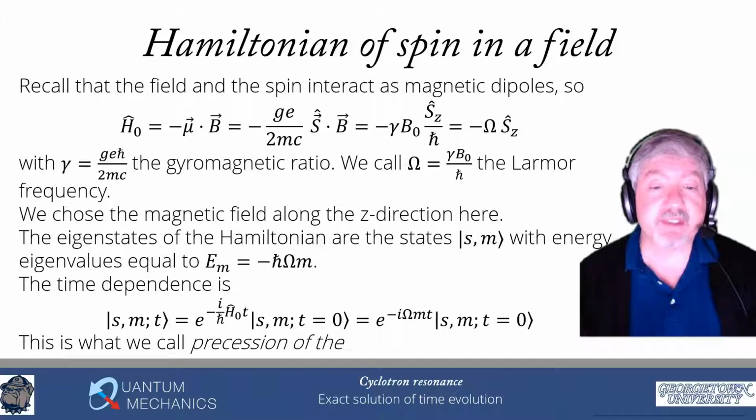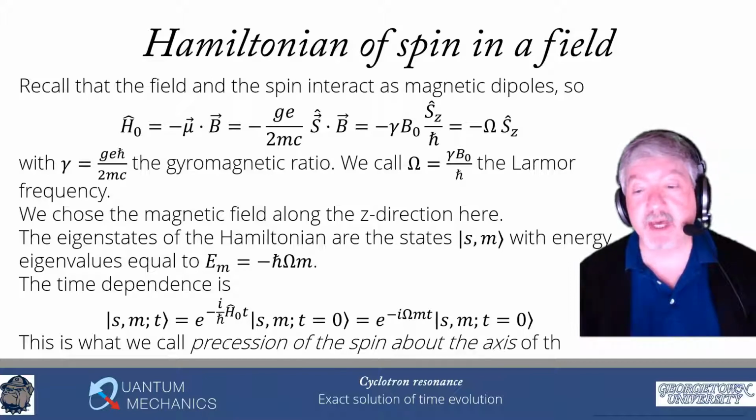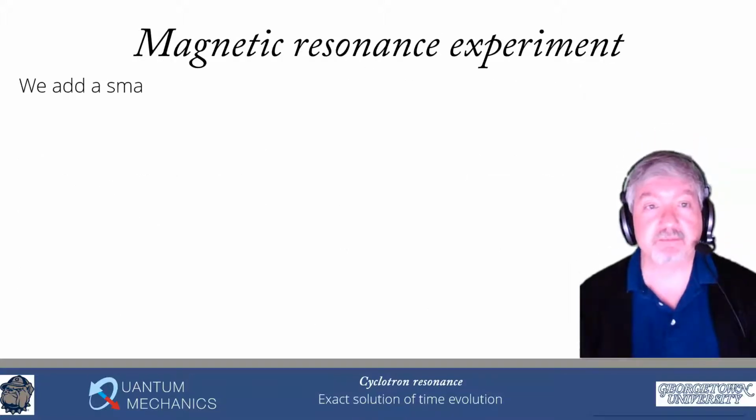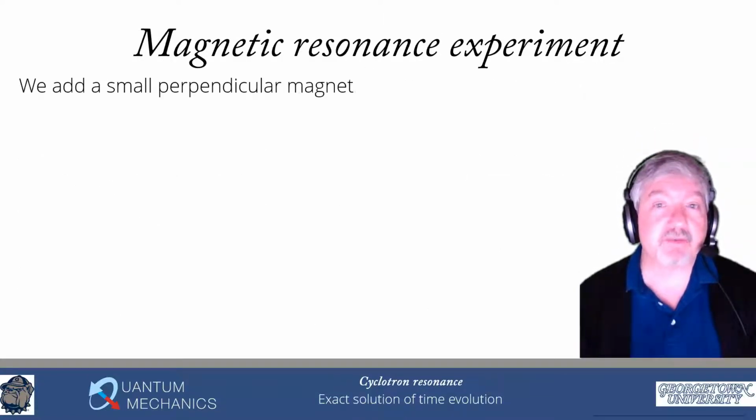This is what we call precession of the spin about the axis of the field. So that whole notion of precession of the spin, you can think of as just this phase that multiplies the eigenstate. Now let's talk about the magnetic resonance experiment.